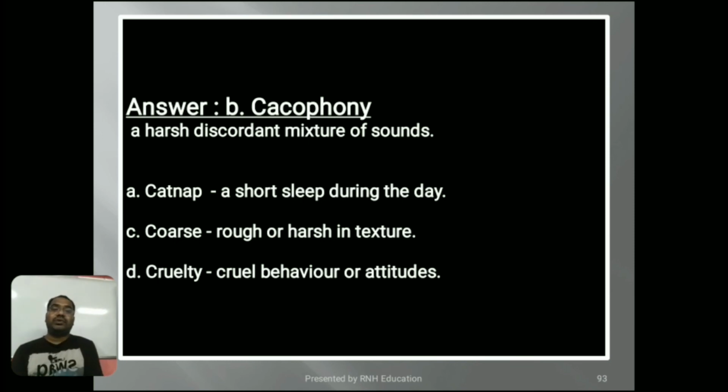And the other three options were catnap. Catnap means a short sleep during the day, that is called catnap. Okay, and C was quas, that means rough or harsh in texture, that is called quas. And D was cruelty, that means cruel behavior or attitudes. Okay, now going to the next one.